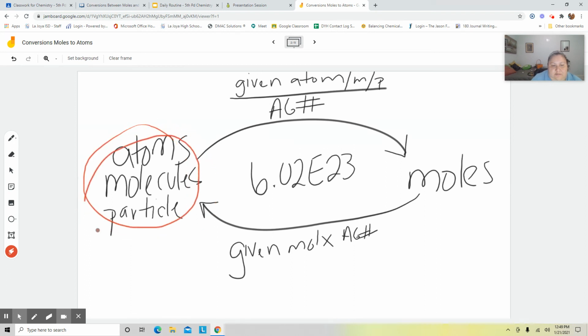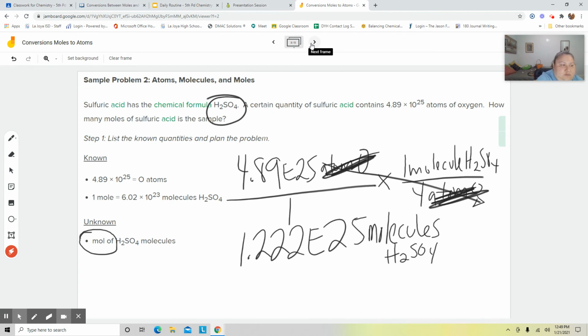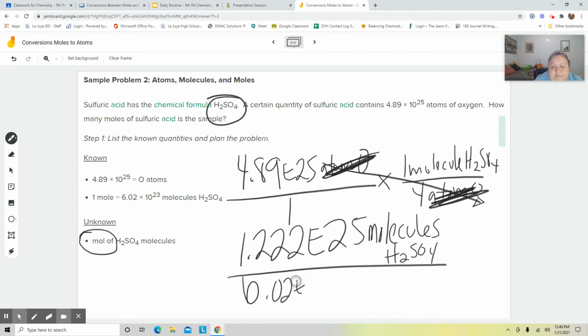This is where I'm starting. I need to change it to moles. What's my strategy? Divide. Very good. We're going to divide our number of molecules by Avogadro's number. Molecules will cancel with molecules. Let's punch it in and let's see what we get.